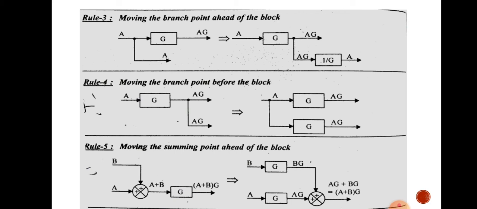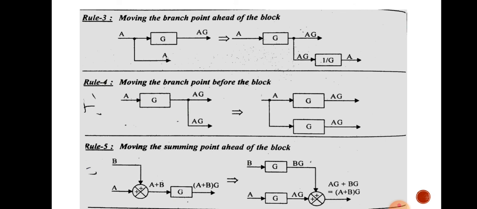So we have to change the transfer function of that block. A directly goes to G, so we get the output AG. One of our outputs is the same. Next we need A. After the block G, we have AG, but our need is to get A. So we have to incorporate a 1 by G block there. In order to move the branch point ahead of the block, the diagram will change like this: A will directly go to G, and the branch point will move after G, and its output should be given to a 1 by G block.